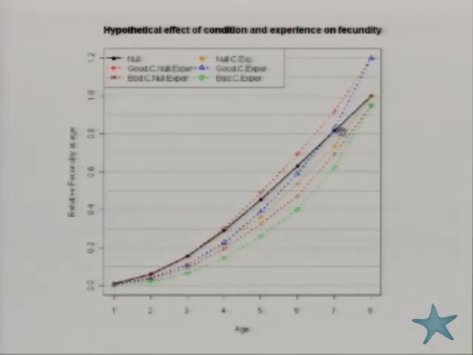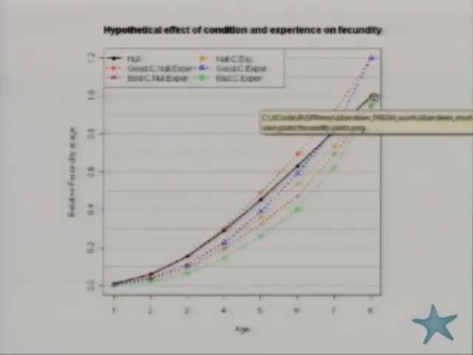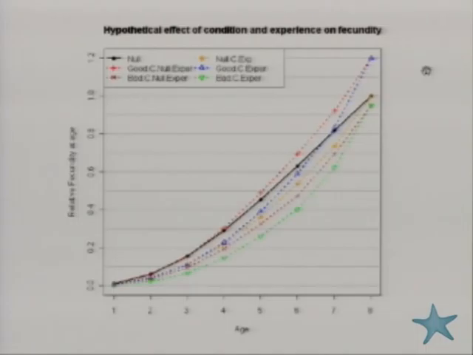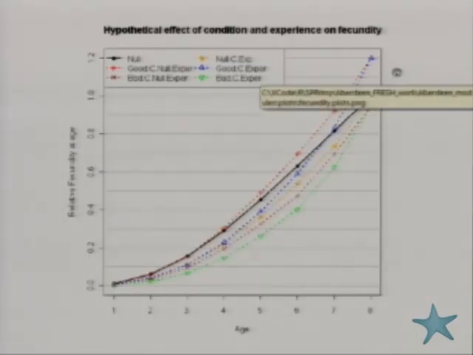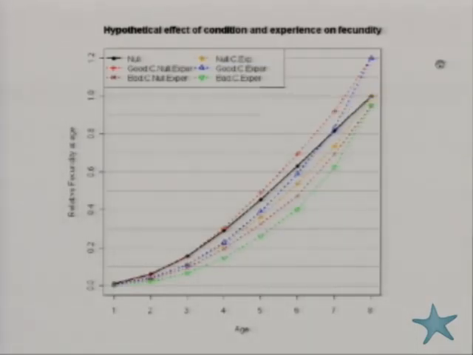And as you would expect, black being the null curve here for no effect, the only two curves above that incorporate in red good conditions, and in blue having experience, but again, that only helps the oldest ages. All other combinations related to either bad condition or having an age effect for experience would lower the realized fecundity.